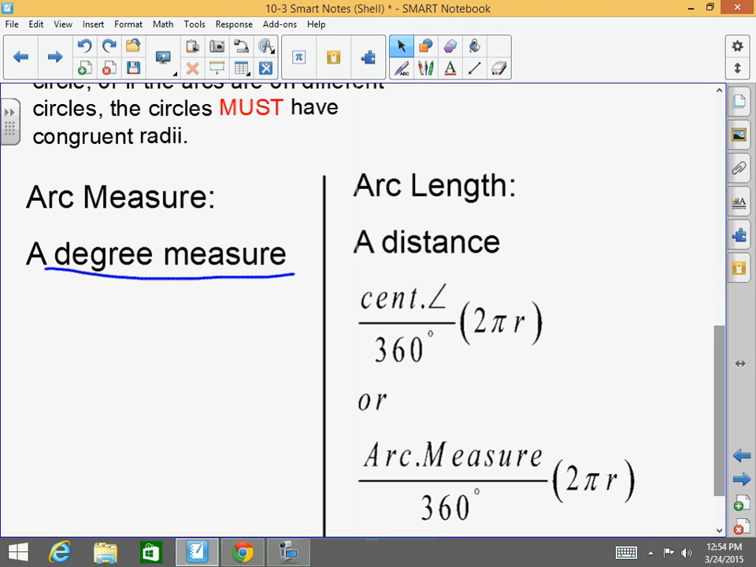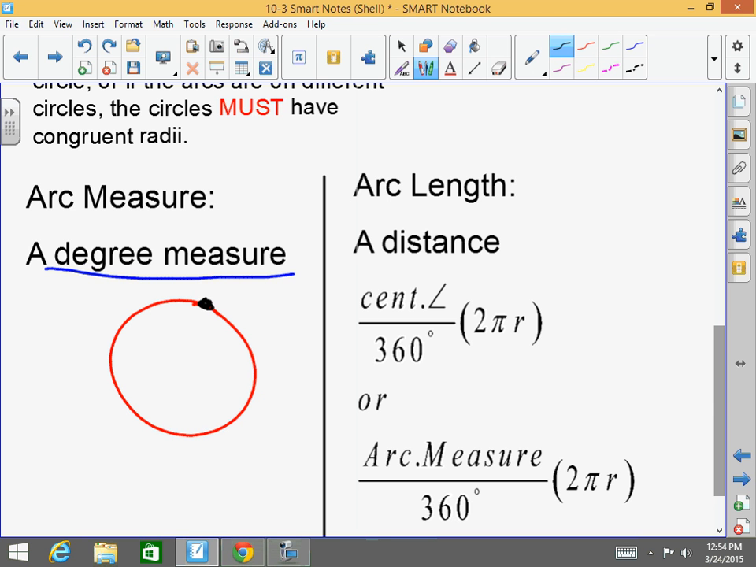If you think about it logically, I have this circle here, and I want to find the arc length of CB. Isn't that just a percentage of the circle? Hence, the central angle divided by 360. That gives you the percent of the circle that is being encompassed in that arc measure.